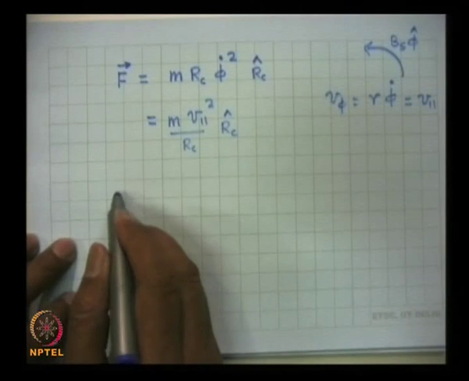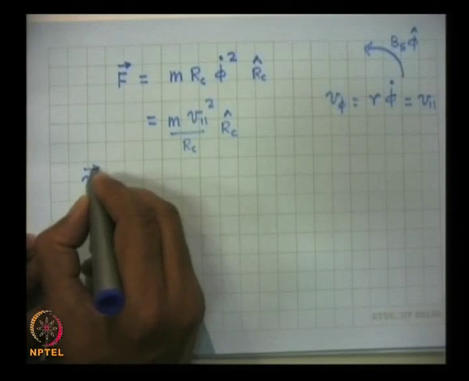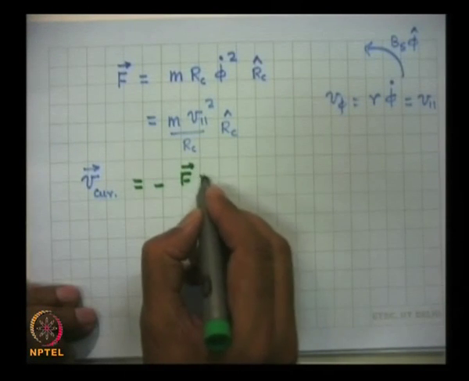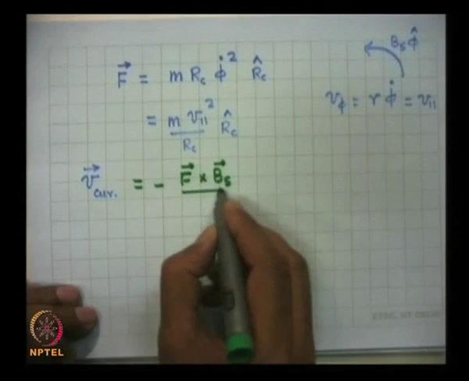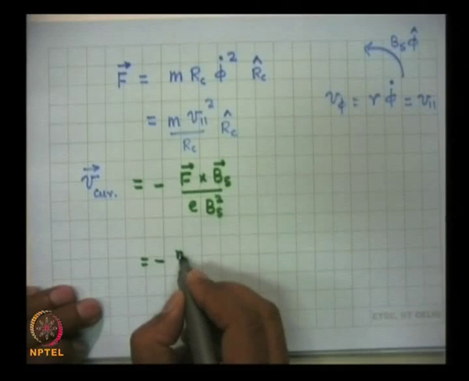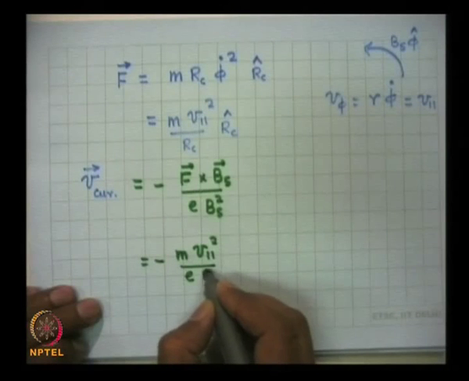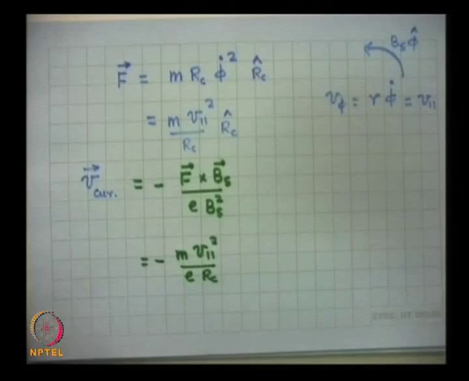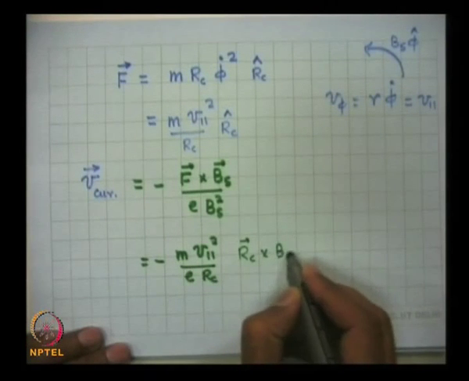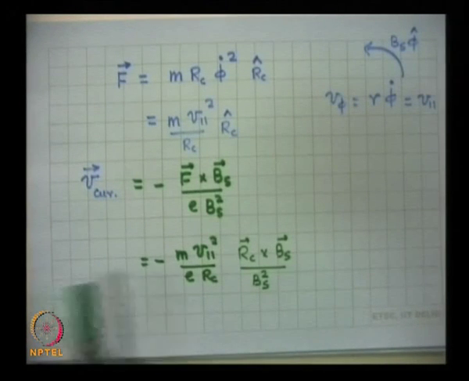And if the force is known to me, I can write down the electron drift due to curvature. Let me write this as minus F cross magnetic field upon E Bs square. If I put the value of F here, this is minus M V parallel square upon E RC, RC cap cross Bs upon Bs square. This is the curvature drift of electrons.